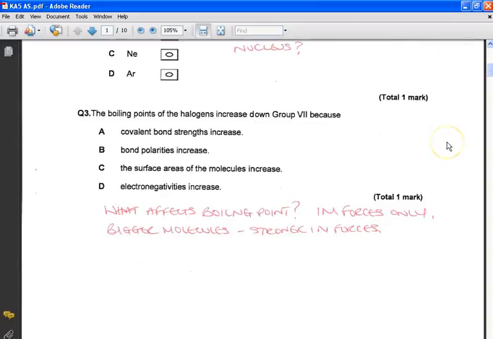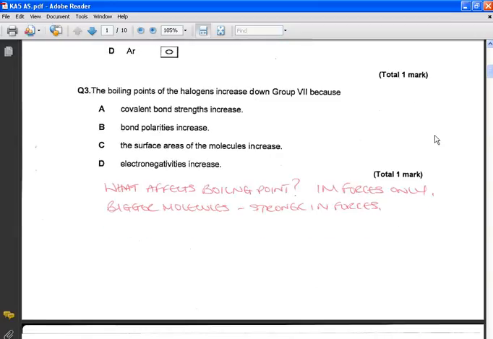Question 3. Why does the boiling point of the halogens increase down the group? Well, you should know that it's only London forces that are acting here, and that the bigger the molecule, the stronger the force. So nothing to do with covalent bond, nothing to do with bond polarity, because again that's to do with covalent bonding. And in terms of electronegativities, they actually decrease as you go down the group. So the only answer it could be is the surface area increases.